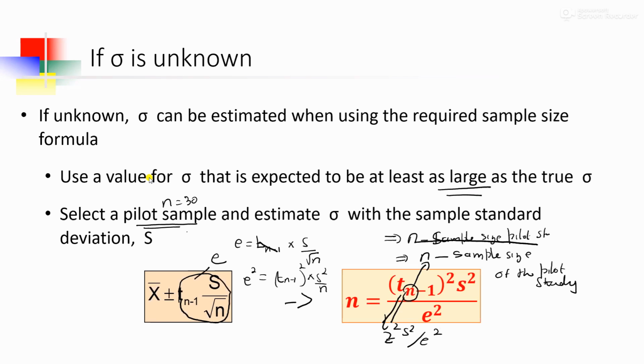To decide the Z value, we don't need the sample size, right? Because only the level of confidence is needed. But if we want to use the T value, then we need the sample size. So either you can use the pilot study sample size to decide the critical value, or you can use the Z value with the level of confidence. But this S should be estimated using the pilot sample observations, right? The formula is this one, or these formulas, you can use either.